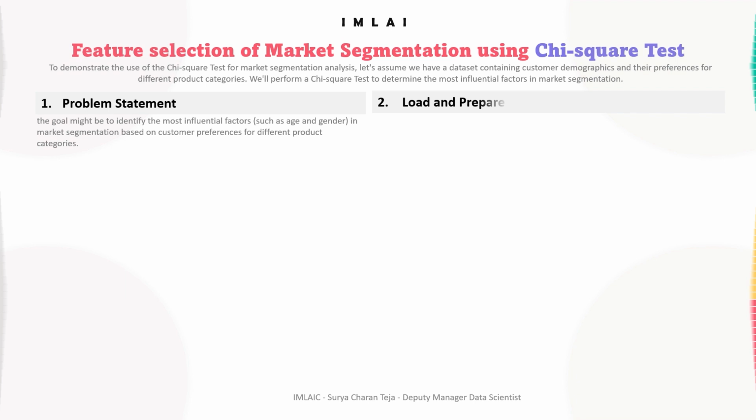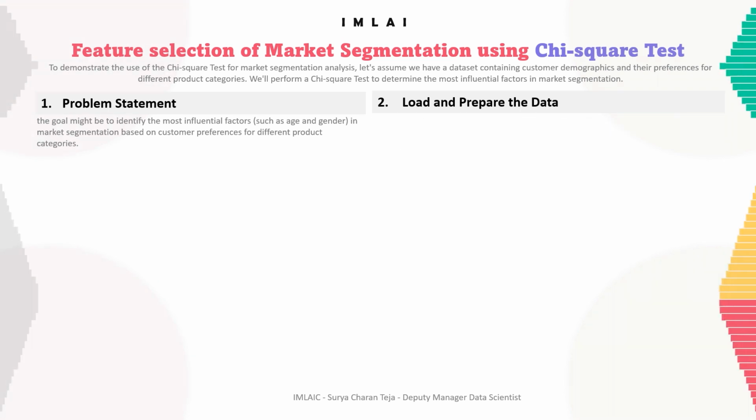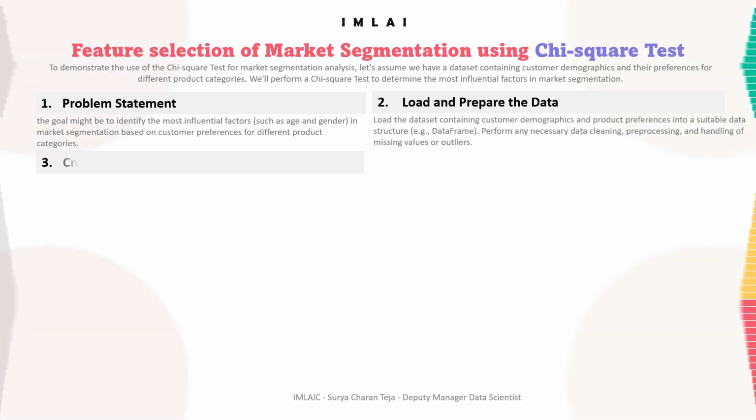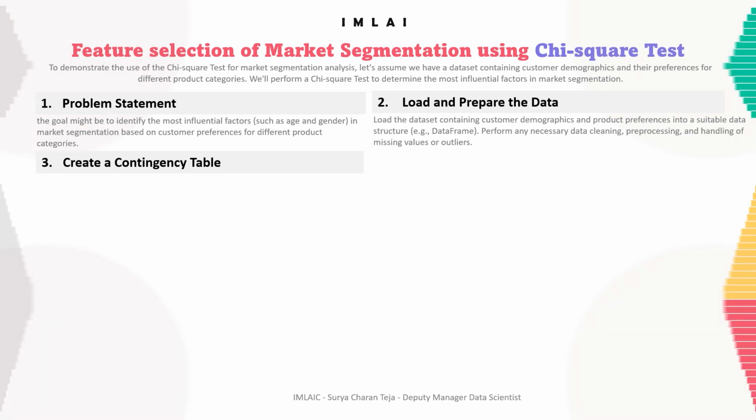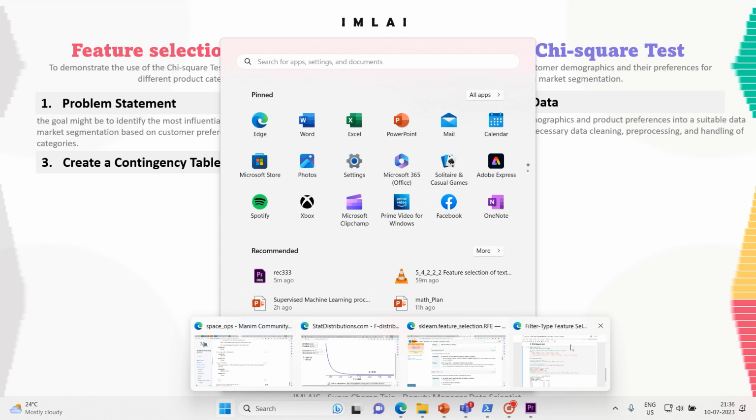Then let's load and prepare the data. So load the data set containing customer demographics and product preferences into a suitable data structure and perform any necessary data cleaning, pre-processing and handling of missing values or outliers. So then let's create a contingency table. Let's create a contingency table to summarize the frequencies of each combination of customer demographics, example age and gender and product preferences. Okay, let's look into that once.